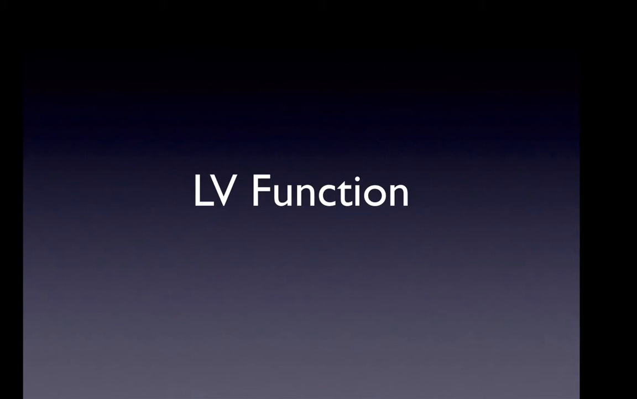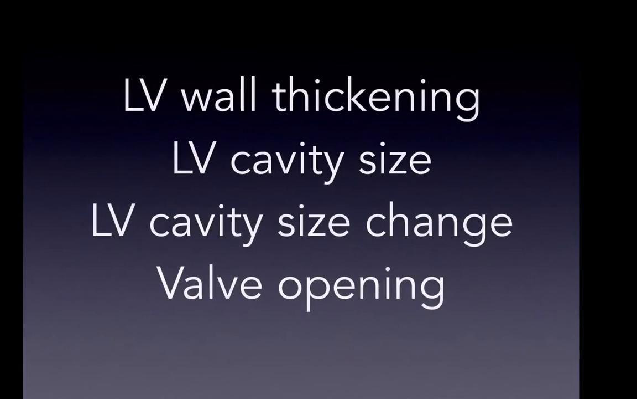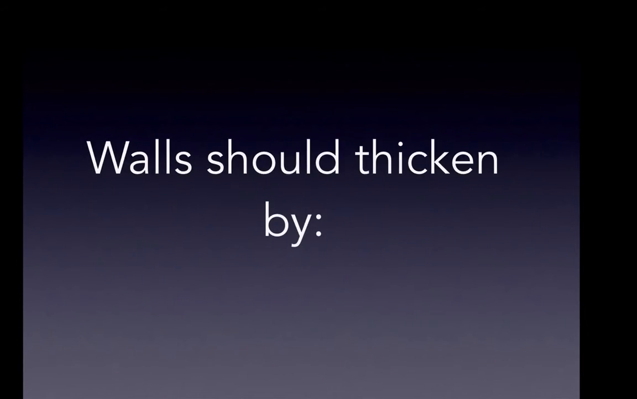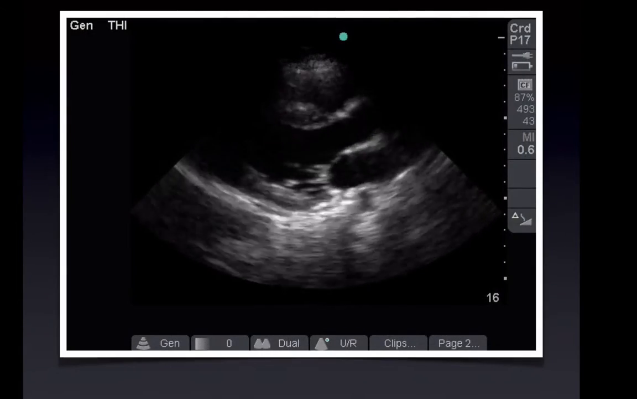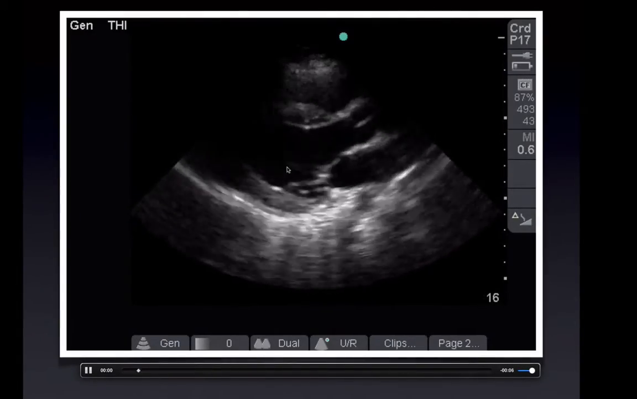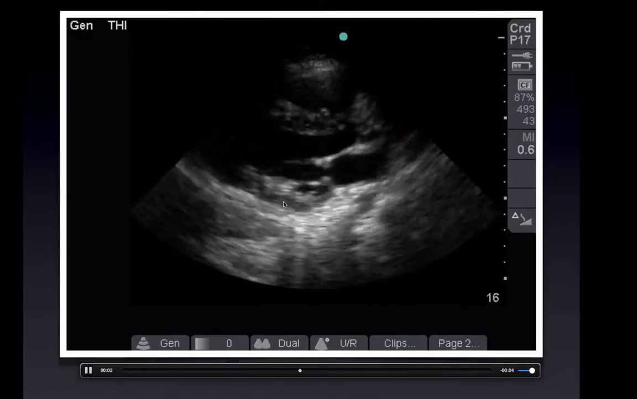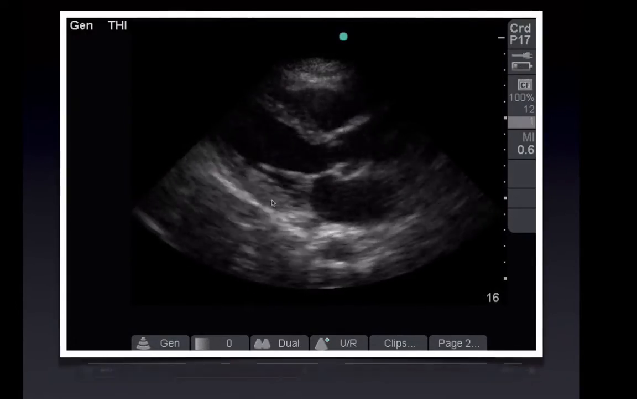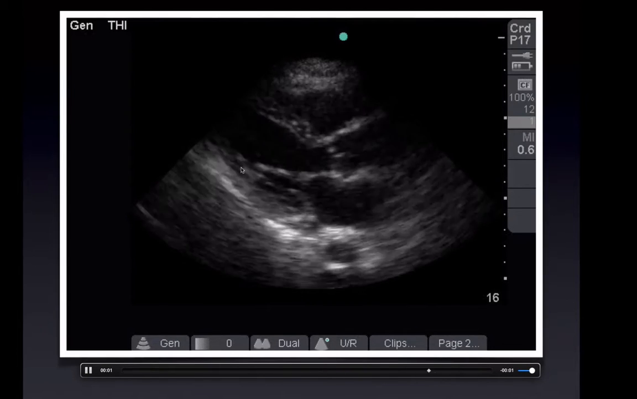Another really important thing that we do when we do echoes is to look for left ventricular function. The four things that we look at here are the left ventricular wall thickening, the cavity size change, and the opening of the valves, right? Walls should thicken by about 40%. You look at the left ventricle, you want those fibers, you want that ventricle to increase by 40%. If you compare it to this one, this ventricle is barely moving.